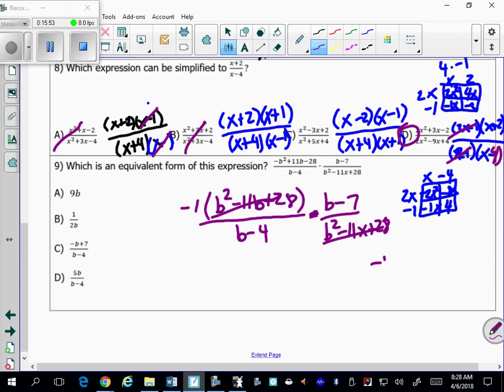over b minus 4. If that didn't happen, where these trinomials would cancel, I would have factored them and then seen what I could cancel in the numerator and denominator. So this is the answer, but I don't see that over to the right here, so that must mean I have to distribute this -1, which leaves you with -b plus 7 over b minus 4, which is C.